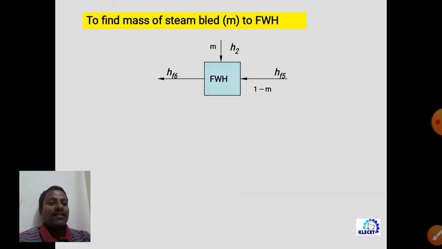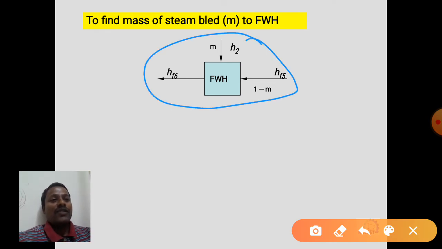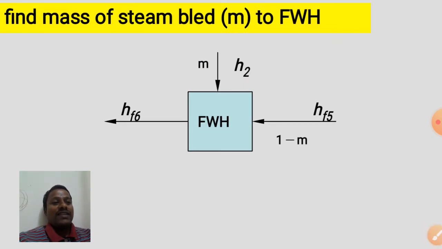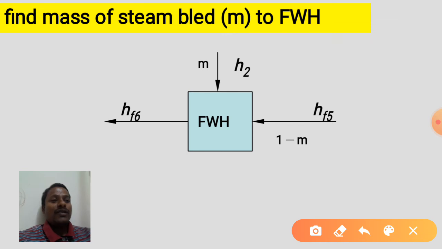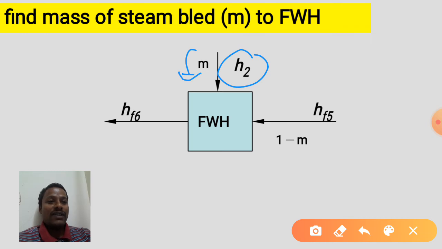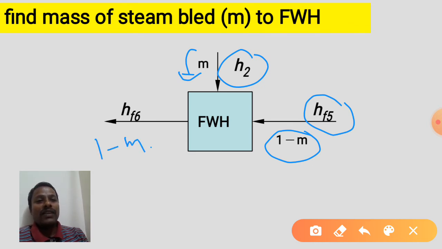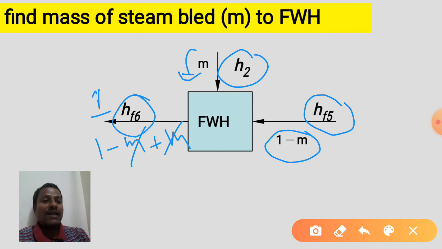Here we have shown the same diagram with energy values mentioned. Here m kg is entering at pressure P2 with enthalpy h2 into the feed water heater, and 1 minus m kg of condensate is coming from the pump with an enthalpy hf5. After mixing both, 1 minus m plus m, the m cancels, and 1 kg with enthalpy hf6 comes out.